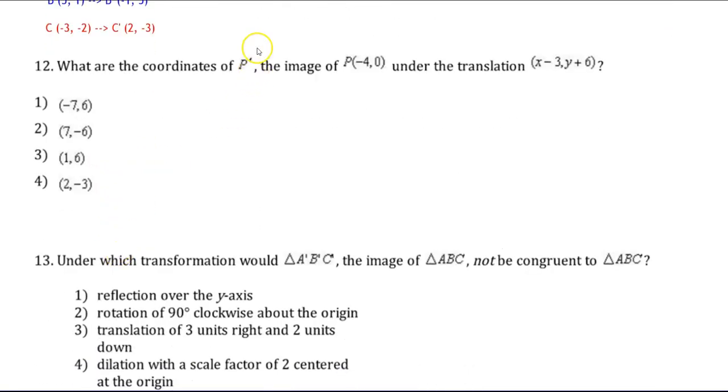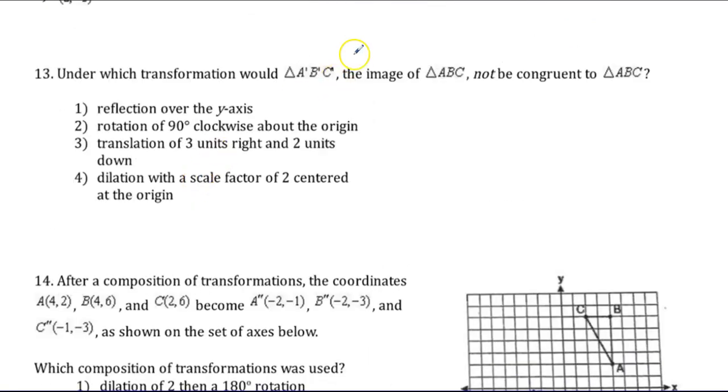Moving on, what are the coordinates of P prime, which is P, -4, 0, under the translation x minus 3, y plus 6. This is a translation, which means a slide. That means what I'm going to do is subtract 3 from the x value. I'm going to add 6 to the y value. So first, that x value is going to be subtracted by 3, so -4 is going to be subtracted by 3. That gives us -7. The next, it says y value gets added by 6, so 0 plus 6 gives us 6. That means the new point, which is, of course, P prime, is -7, 6. -7, 6 is this first answer choice.